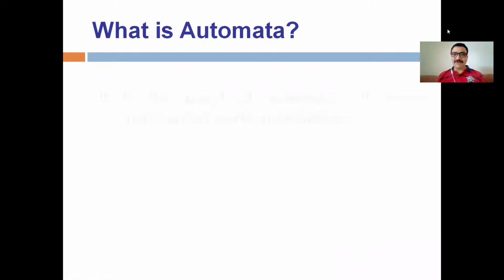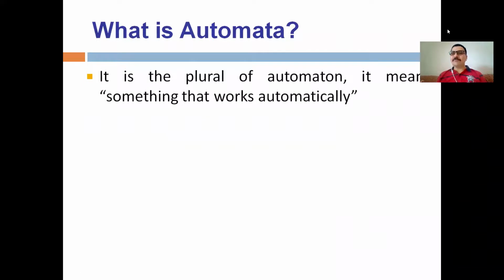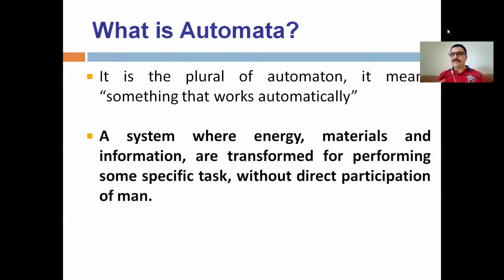So, what is automata? Automata is the plural of automaton. It means something that works automatically. And if we want to explain the basic definition of the automata, then the automata can be considered as a system where energy, material, and information are transformed for performing some specific task without direct participation of man.